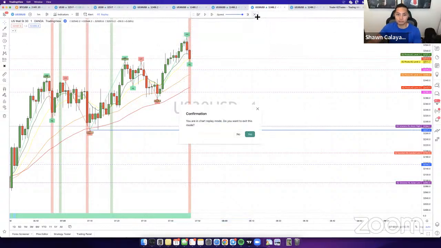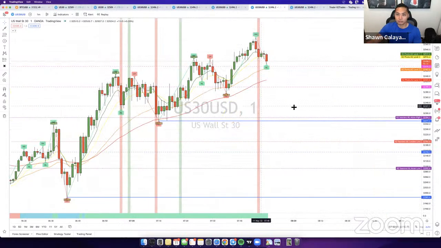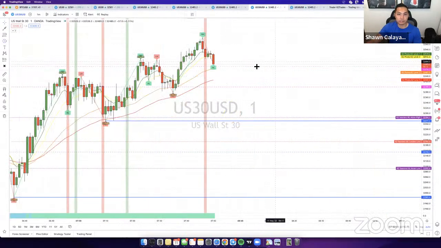Other than that, I think that's it for right now. So here we go. As price comes down and retests news price, when price gets to this point, one of two things will happen. Price will either bounce off it or will break below and continue dropping further.